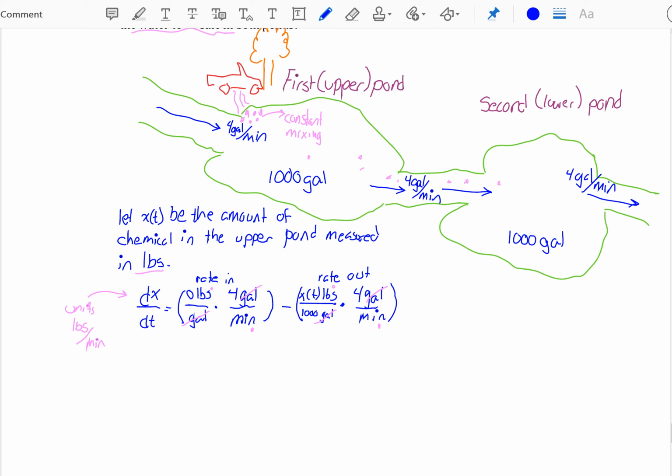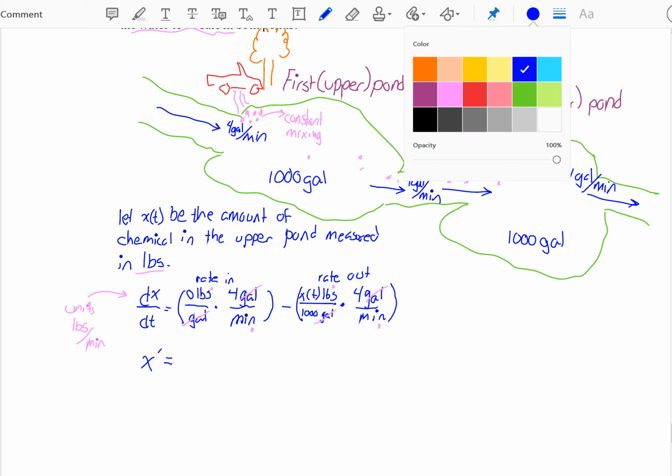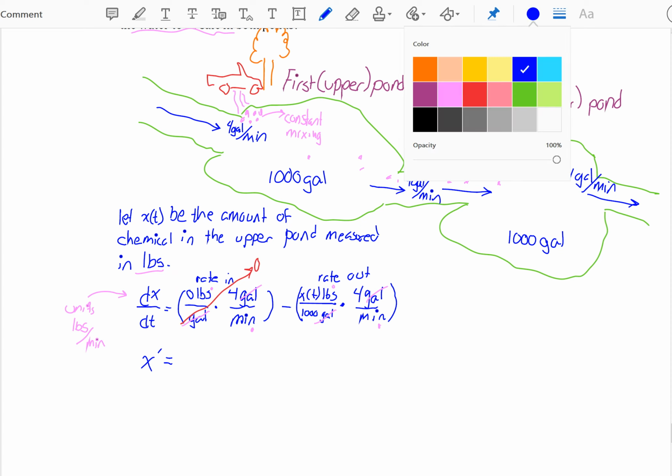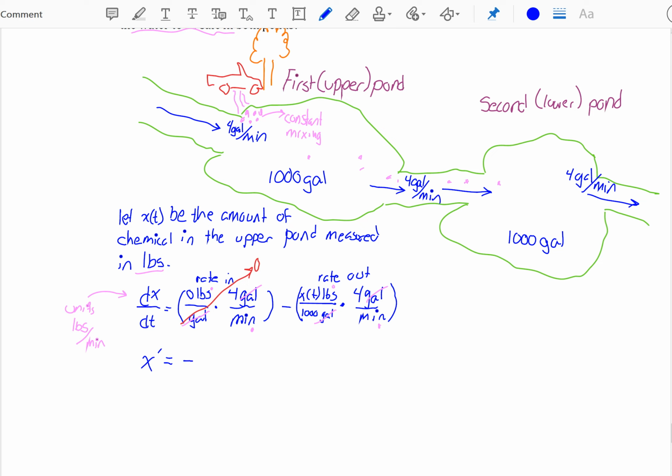Now that I know that the units work out nicely, I'm going to stop writing the units and just write the differential equation. So here we're going to have x prime, dx/dt, equal to the rate in. Since there's going to be 0 pounds per gallon coming in, the rate in ends up being 0. And then we'll have the rate out, which is going to be minus, and I'm going to write this as 4 over 1,000 or 1 over 250 times x.